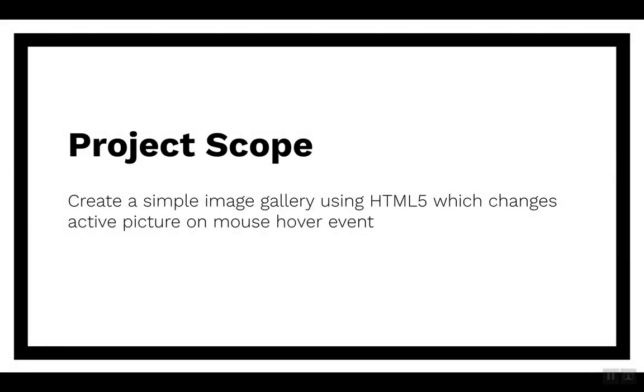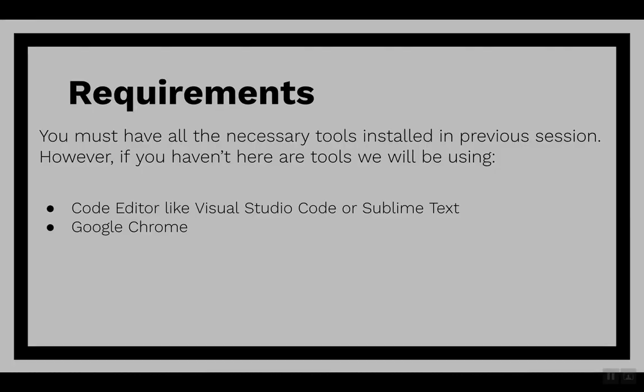In this project, we're going to create a simple image gallery using HTML5, which changes the active picture in the gallery when the user moves their mouse cursor on the button. You must have seen this especially on tourism-related websites, more specifically for hotels, where they want to showcase the details of the package and what the tourists can expect when they stay at the hotel. So that's one of the use cases. Another use case is you can just create a picture gallery for your own personal pictures. All right, so moving on.